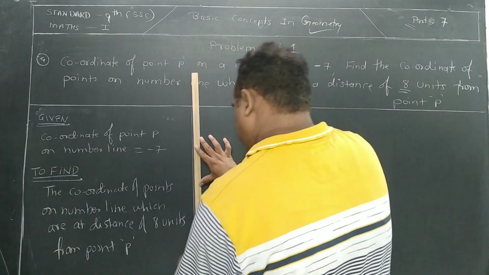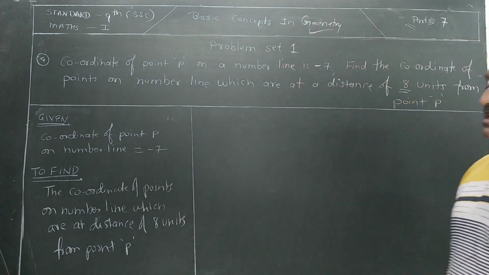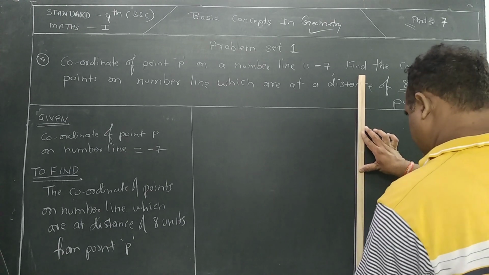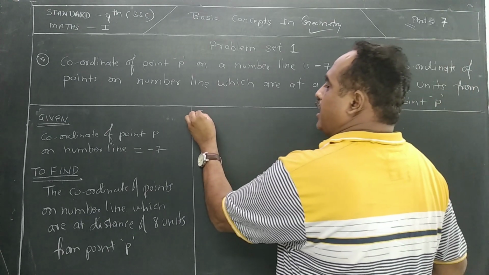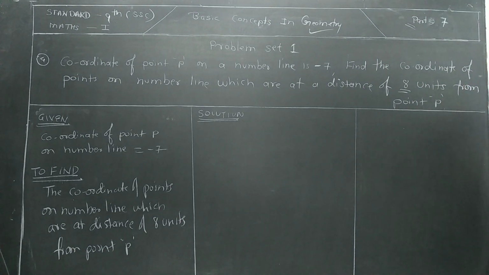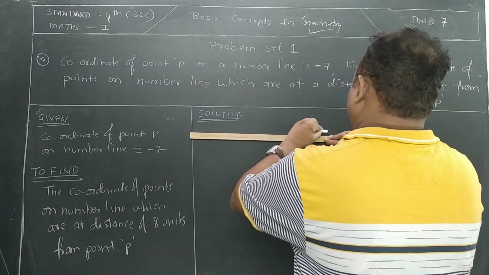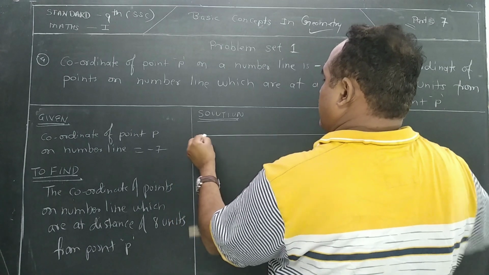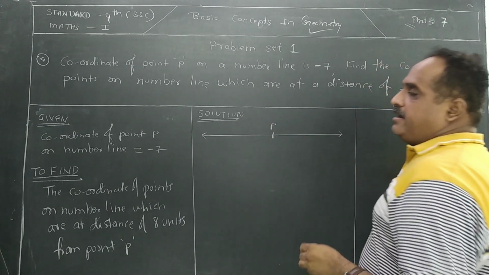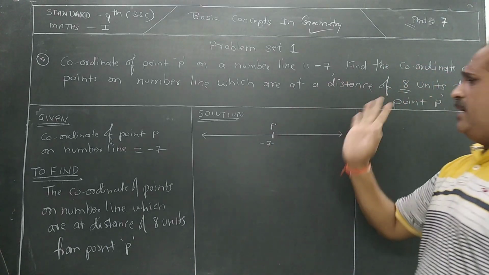See the question once again. Coordinate of point P on a number line is minus 7. उन्होंने क्या पूछा है? Coordinate of points. So I will do one thing. See, solution. Just to make you understand, yeah, we can draw a number line. Okay, this is a number line on which point P is there. Its coordinate is minus 7. 0 वगैरह सब रहेगा, but I am going to take.